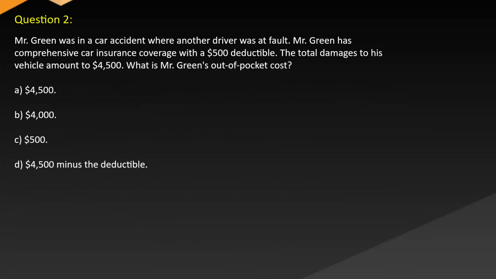Question 2. Mr. Green was in a car accident where another driver was at fault. Mr. Green has comprehensive car insurance coverage with a $500 deductible. The total damages to his vehicle amount to $4,500. What is Mr. Green's out-of-pocket cost? A. $4,500. B. $4,000. C. $500. D. $4,500 minus the deductible.